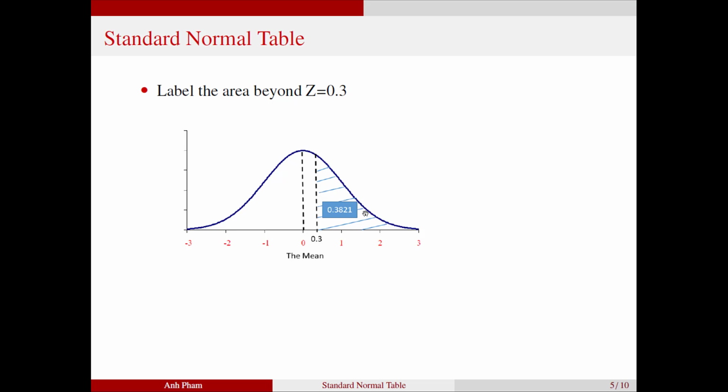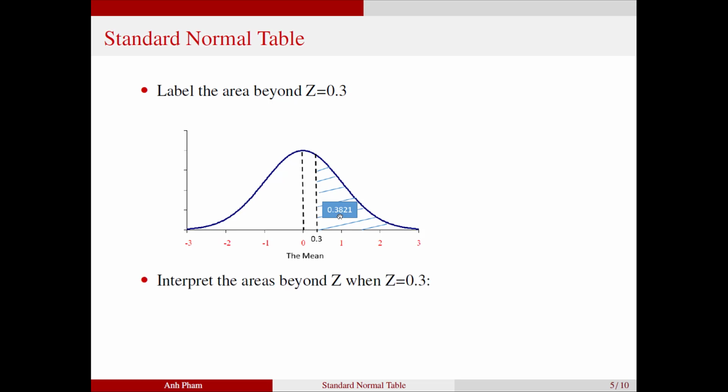And if you look at the standard normal distribution in Appendix A, you will find that the area beyond z is 0.3821. So this whole area that I shaded here is 0.3821. And in order to do that, you go to Appendix A in the table, look at where the z-score is equal to 0.3, and then look at what the area beyond z is equal to.